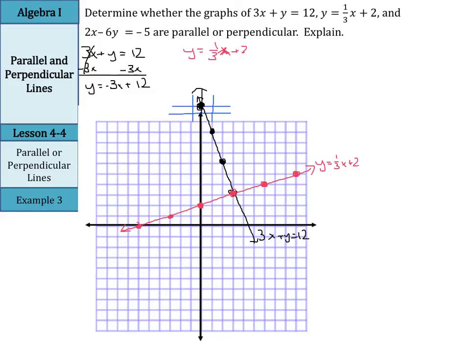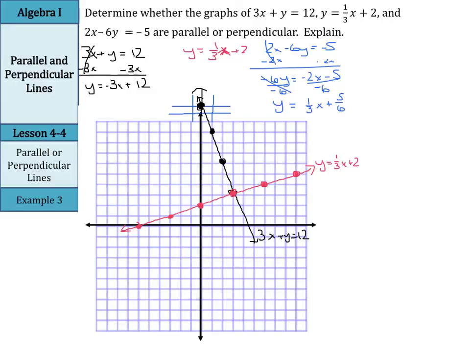Now for our 2x minus 6y equals negative 5, we have a little more work to do with that one. We have 2x minus 6y equals negative 5. Well, let's subtract the 2x from both sides. We're left with negative 6y equals negative 2x minus 5. Divide everything by that negative 6, and y is going to equal 1/3 x plus 5/6.